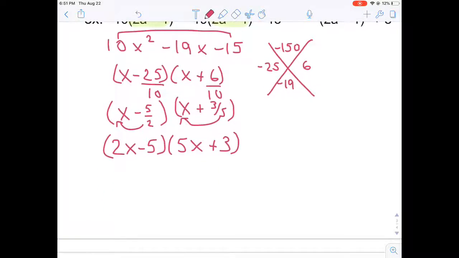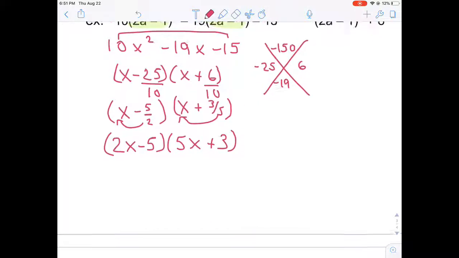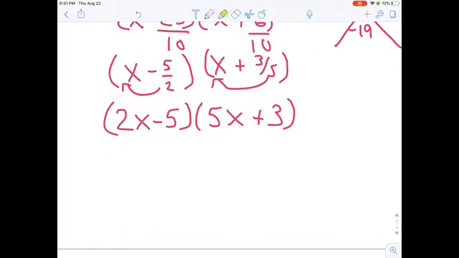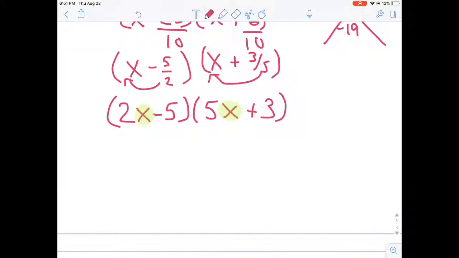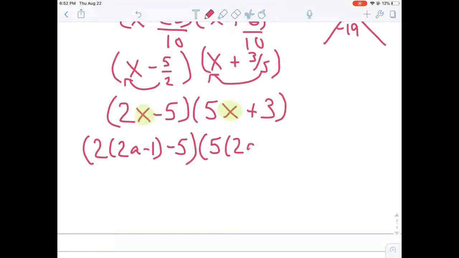Now, we're not completely done here, because now we have to substitute that 2a back in. So wherever I see an x now, I have 2 of them, I got to put that 2a minus 1 in for that. So I'm going to end up with 2 times 2a minus 1, minus 5 there still. And the other one I'm going to have 5 times 2a minus 1. And then we just have to do a little bit of distribution, and we are done.